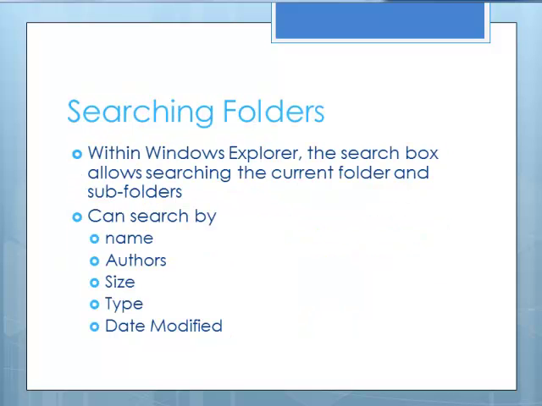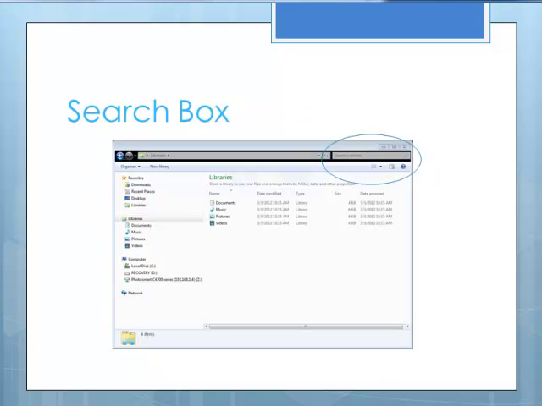Now sometimes you need to search folders. The Windows Explorer search box allows you to search the current folder and all of the subfolders that are contained within it. You can search by several different attributes: name, author, size, type, or date modified. If you can remember the partial name of a file, or perhaps how large it is, or when you saved it, you can use this to help find files. And this highlights the search box within that blue circle. It's in the upper right corner of the Windows Explorer.